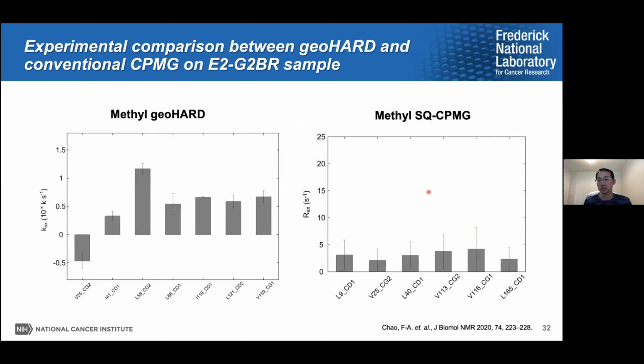So you can see in this single quantum CPMG, most of the so-called dispersions are within experimental error. Actually, if you see the raw data, the profile is almost like, not sure whether there's a dispersion or just pure error. We can see several residues, except the V25 methyl group and the L59 methyl group, but most of them can align in the same ballpark of exchange rate.